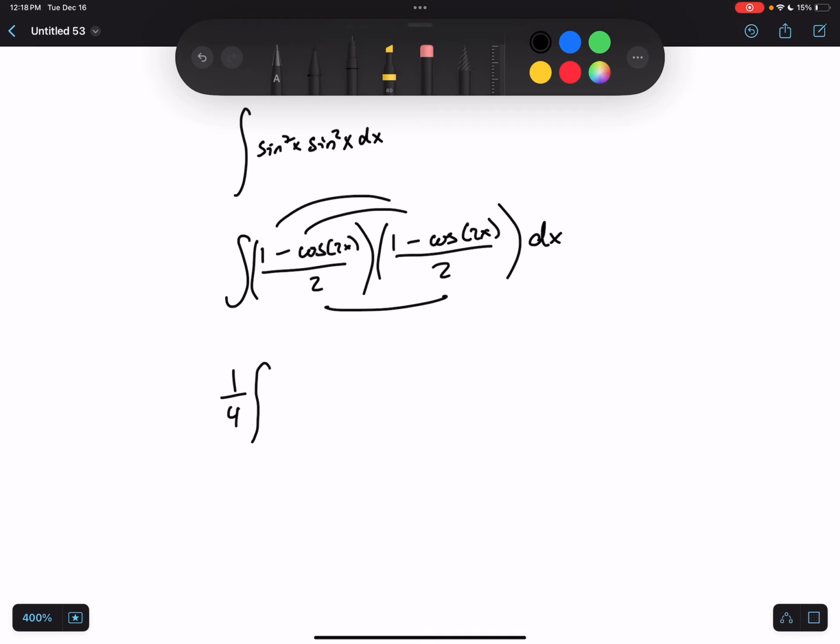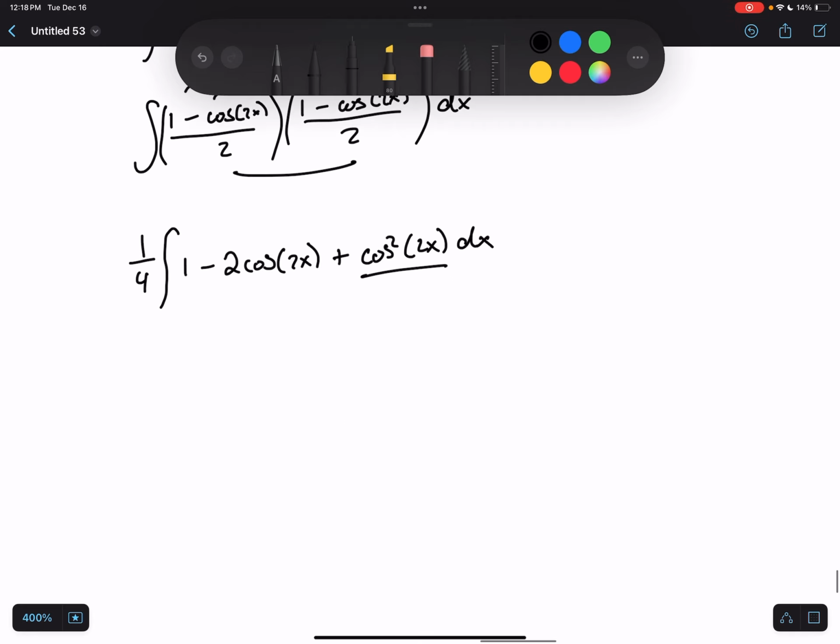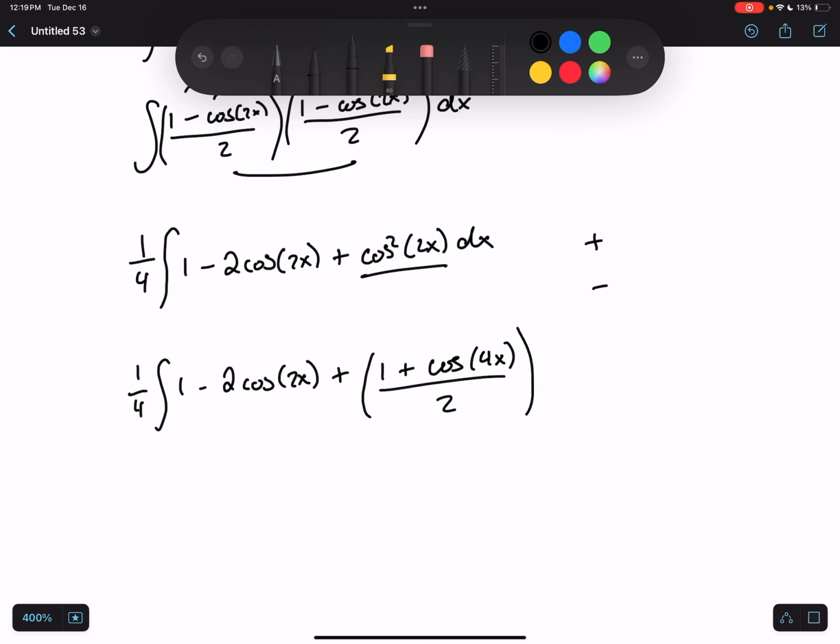We'll go ahead and FOIL this, and in doing so we result in 1 minus 2 cosine 2x plus cosine squared 2x dx. And now finally we'll do one more double angle identity here. So we'll have 1/4 times the integral of 1 minus 2 cosine 2x. And because this is a cosine squared, we'll use a plus instead of a minus like we did here. So we'll say plus, in parentheses, 1 plus cosine 4x all over 2 dx.